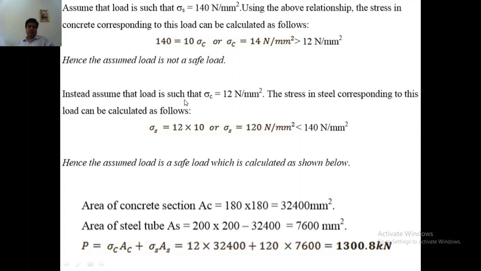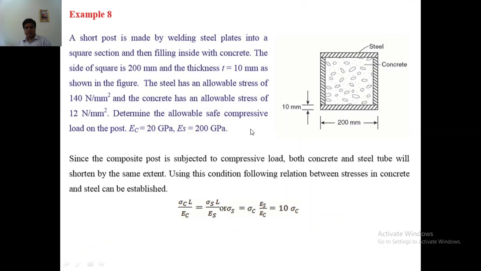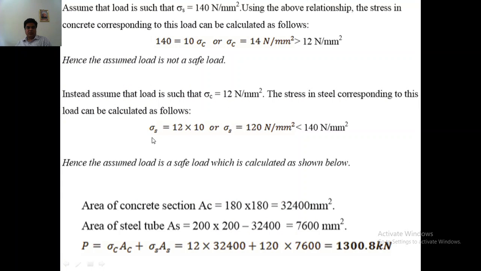So what we do is we assume sigma C is 12. We take the other case, sigma C as 12, and we will recheck. When I put sigma C as 12 megapascal, what will happen to sigma S? Sigma S will be 120 megapascal. It is given that the allowable stress on steel should be 140 megapascal or below. So when I use this stress in the concrete, the stress in the steel will be 120, which is less than the allowable or design stress. So I can consider sigma C as 12 megapascal and sigma S as 120 megapascal.